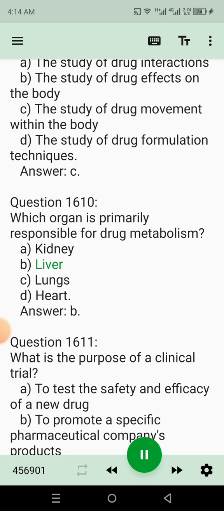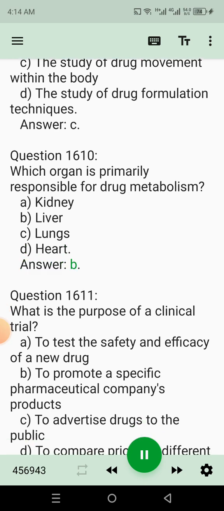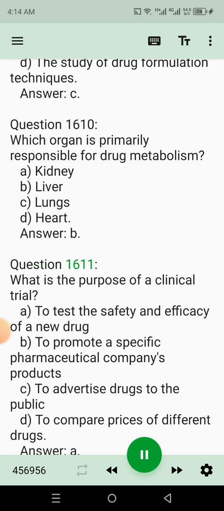B. Liver. C. Lungs. D. Heart. Answer: B.